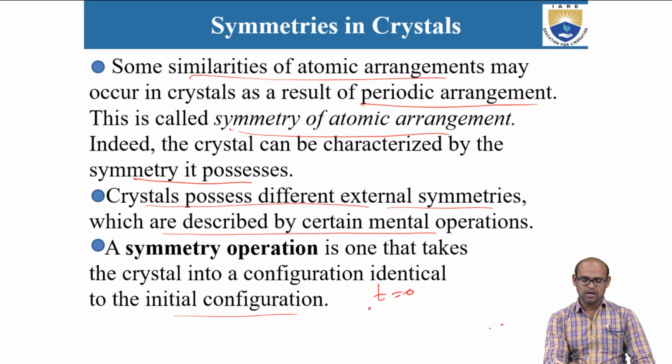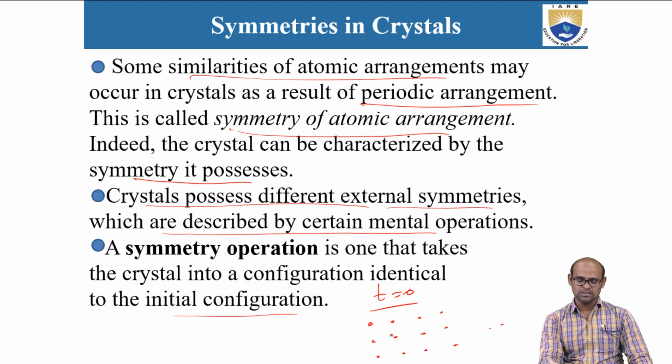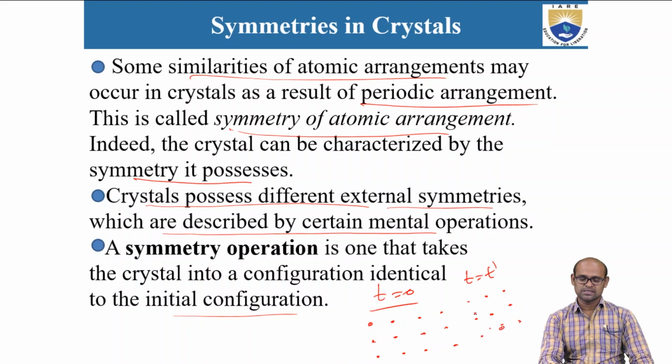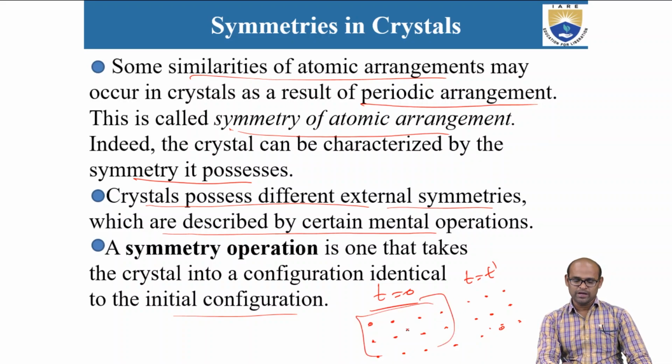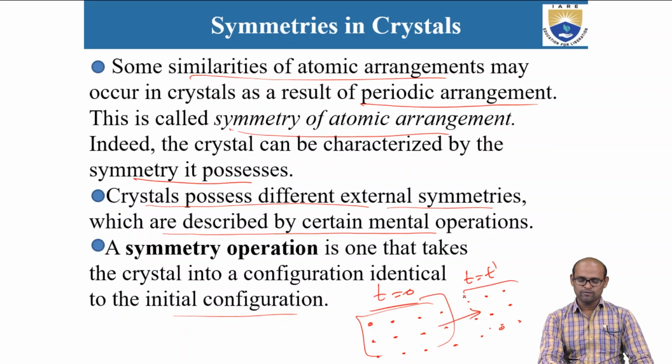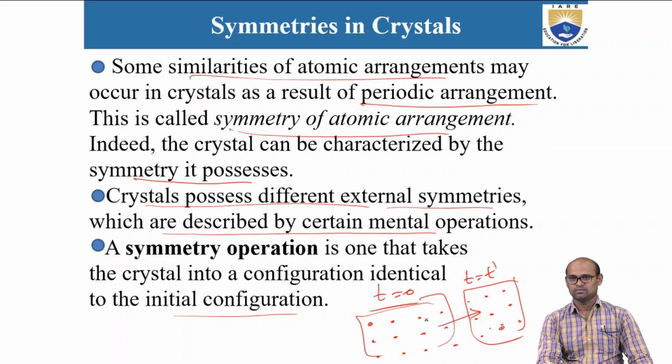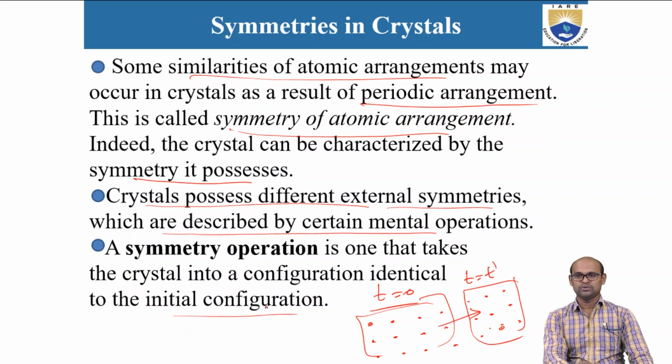At t equal to 0, I have a configuration of the crystal. I am describing the crystal configuration by a space lattice. This is the configuration of the crystal at t equal to 0, and at some time t prime, it can be 3 seconds or 4 seconds or 1 hour, when I look at the lattice of this crystal, it looks the same. I performed some operation on the crystal at t equal to 0, but that operation gave me the same kind of atomic arrangement. So the symmetry operation is one that takes the crystal into a configuration identical to the initial configuration.